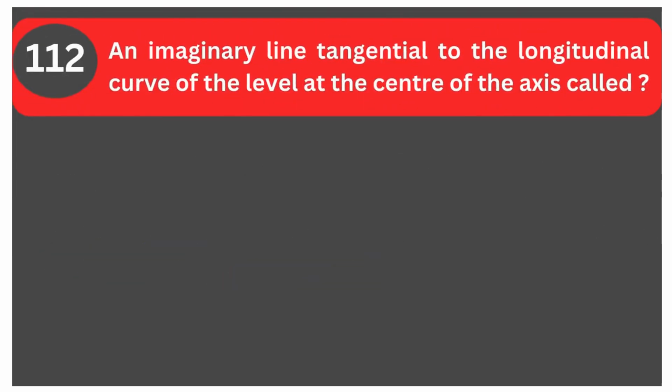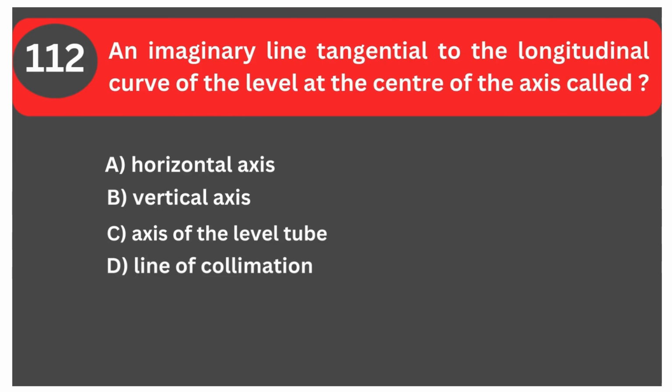An imaginary line tangential to the longitudinal curve of the level tube at the center of the tube is called. Options: A. Horizontal axis. B. Vertical axis. C. Axis of the level tube. D. Line of collimation. Answer C. Axis of the level tube.